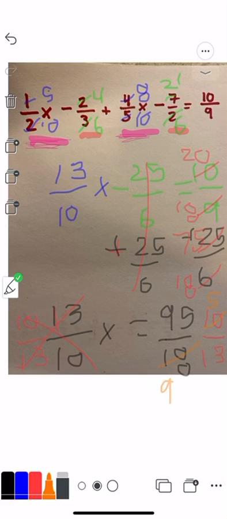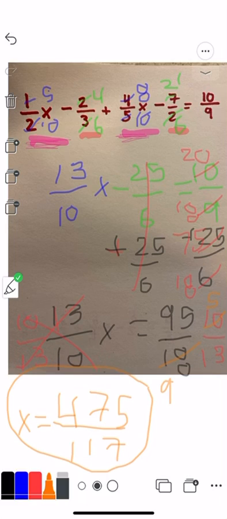So 5 times 95, oh lordy. I believe that is 475. 9 times 13 is 117. Oh, Lord. That was not fun, but same process. All right?